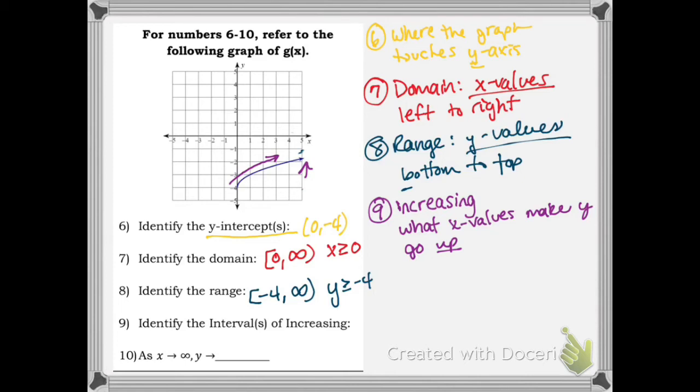So we're going to pretty much copy the domain here because this is the entire graph that's going to be increasing. So it's going to start at 0. Remember, it says x values, which is why we're looking at the x value at that point here. So 0 to infinity, or as we said before, x greater than or equal to 0.